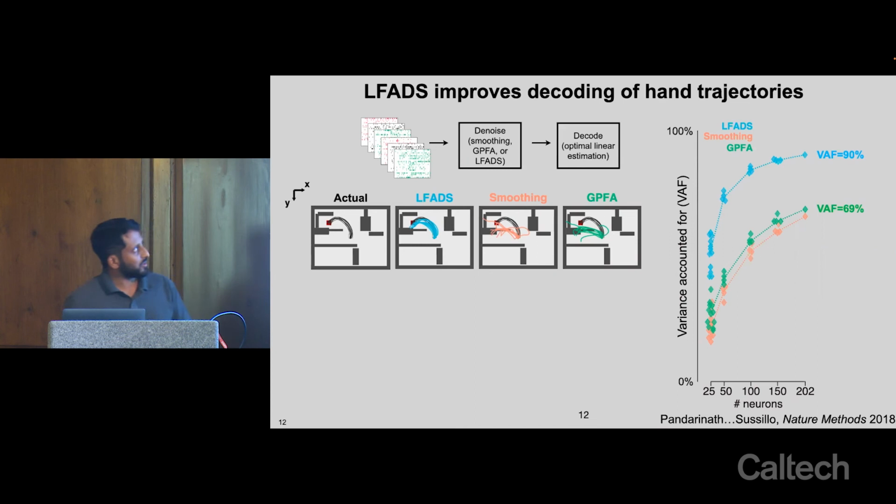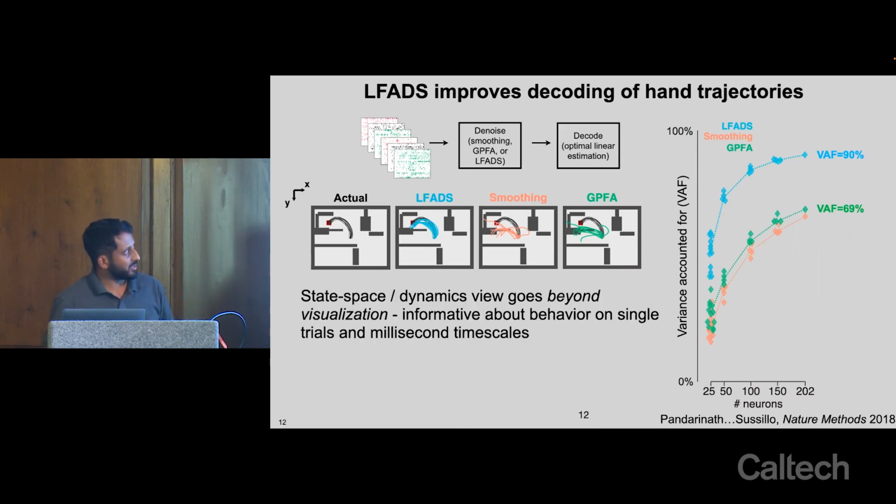So there are a couple things here. One, to me, this was a confirmation of this idea of state space and low dimensional subspaces. A lot of times they're used to visualize data, which is super useful for building intuition about the data. But this says it goes beyond visualization. These descriptions of the data are closely linked to behavior on a single trial basis and on millisecond timescales. We're decoding the velocity of the arm every 20 milliseconds.